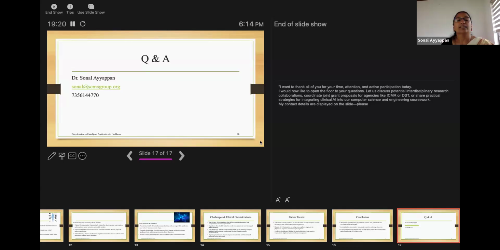Arjun sir, there is another question. How can students find research opportunities or internships in biomedical AI? Now, to find research opportunities or internships in biomedical AI, you will have to consult areas where this research is going on. Obviously, that should be the answer.